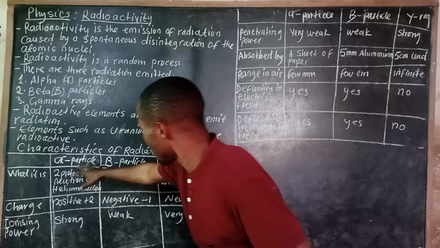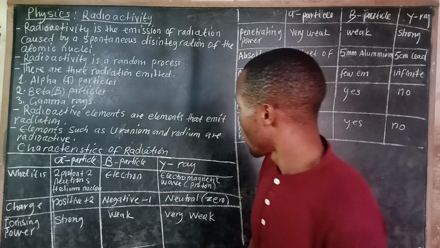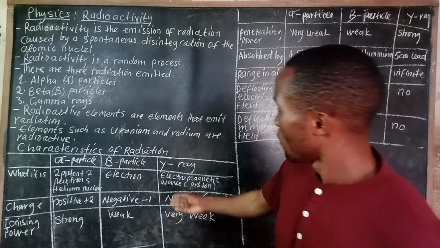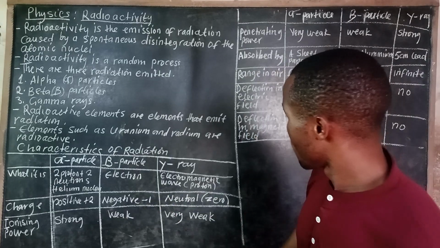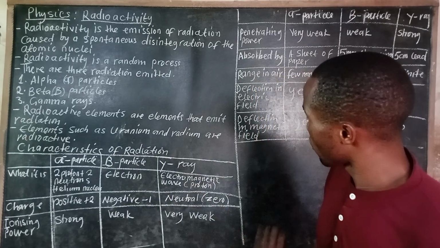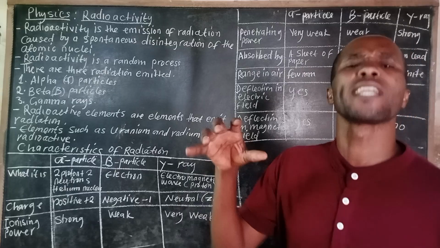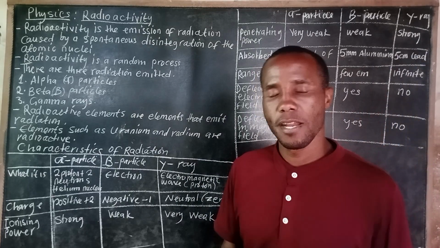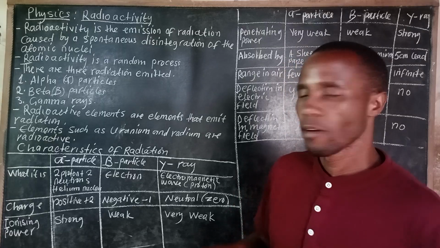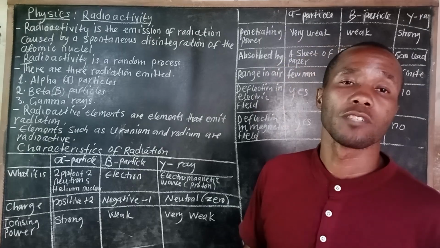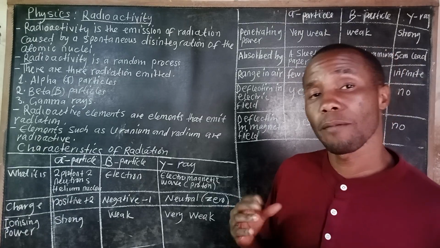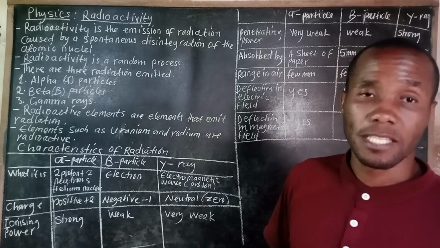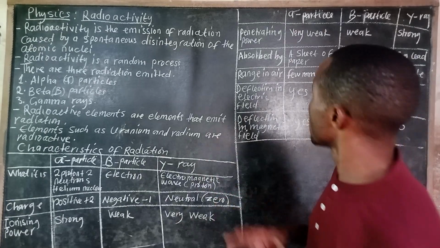When you look at alpha particle, that one is very strong. Then beta particle, that one is weak. Why? Because it's negatively charged. Then when you look at gamma ray, that one is very weak. There is no charge there, it is only neutral, so the ionizing power is going to be very weak. So these are some of the characteristics of the three radiation that I've outlined in the first place there.